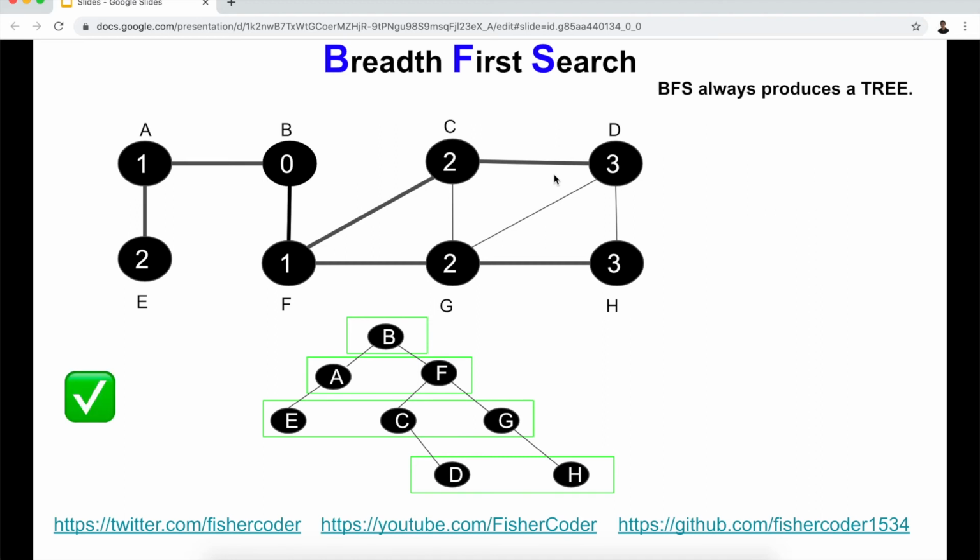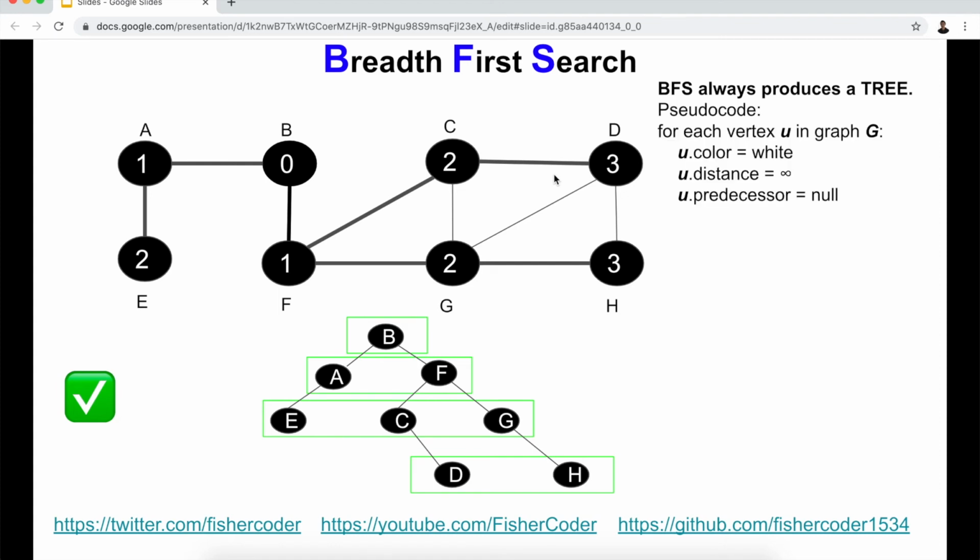All right, that's done. As I said, one thing to note is breadth first search will always produce a tree, and the root of the tree is your starting node. Now let's take a look at the pseudocode. For each vertex U in the graph, we define three extra parameters to help us understand. First one is color. Initially, everything is white, meaning they are unvisited and they are not enqueued in the first in, first out queue. And distance is all infinity, and predecessor is null.